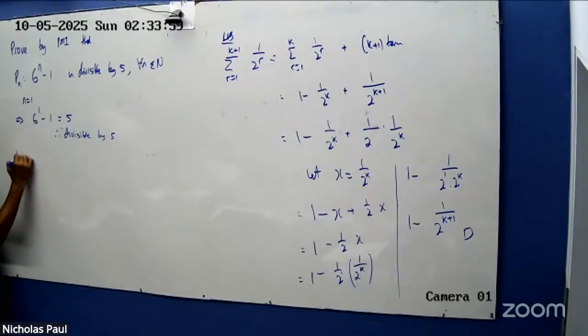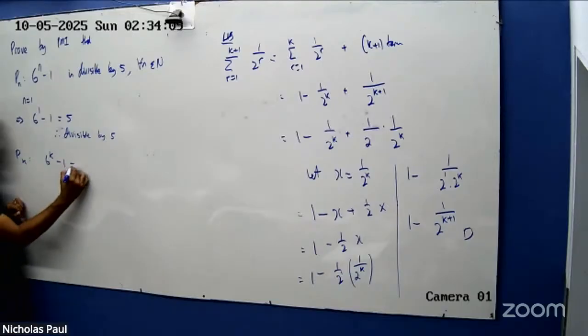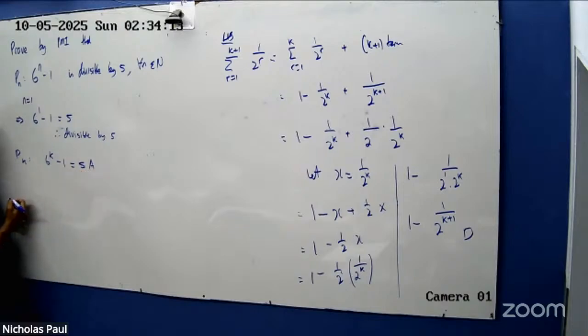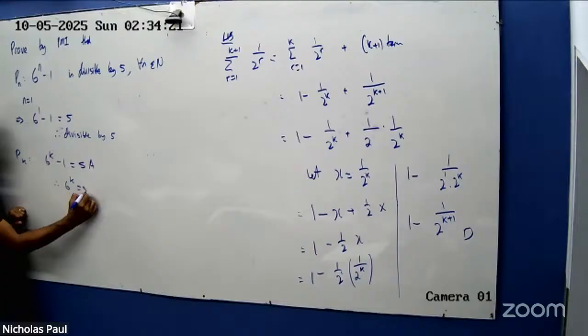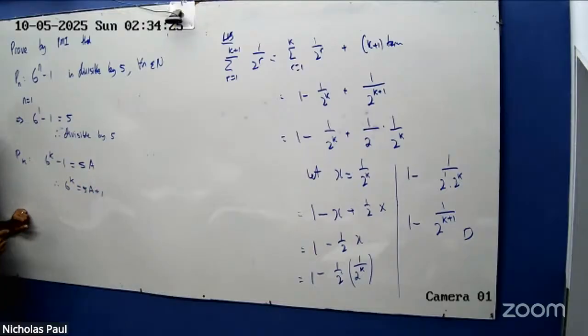Next step. P to the k: 6 to the k minus 1 is divisible by 5. How do I write that? To write it, what I could do is this. I can write 5 times some random letter, 5a. That's okay? From this, I could say 6 to the k is 5a plus 1. I just move it across. So I'm going to use this somewhere in my proof.